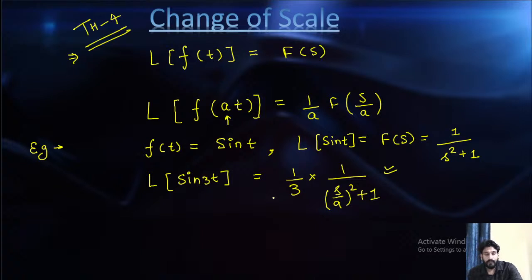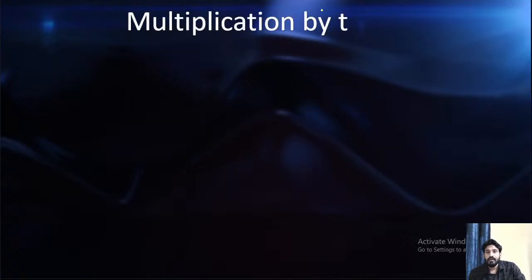Okay. This is my change of scale. Anushka, are you there, beta? Can we move forward? Now, theorem 5, or you can say property 5, is multiplication by t raised to power n. Multiplication by t raised to power n. Okay.